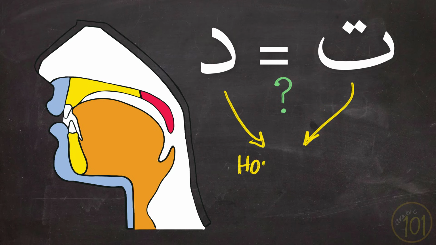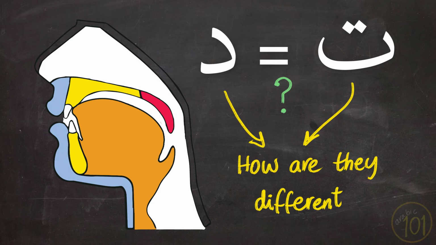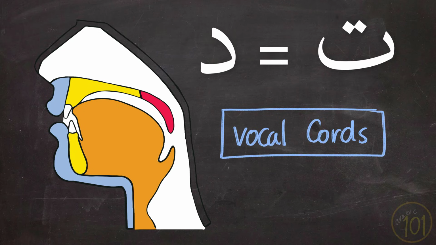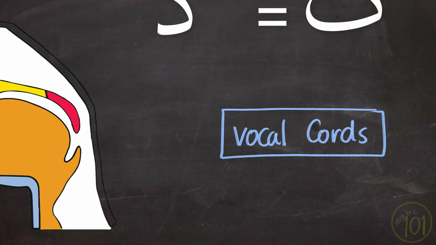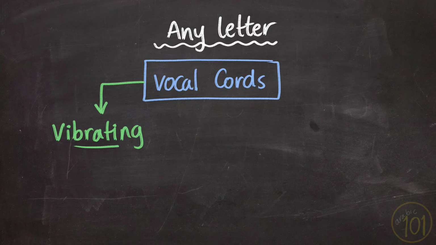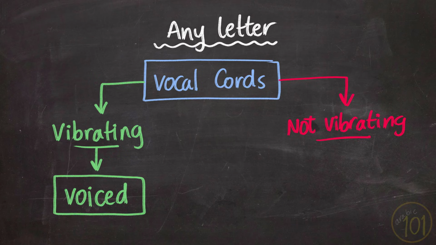But how is it possible that these 2 letters produce 2 different sounds then? Well, there is one major difference, and it is the function of the vocal cords. So let's understand that even better. When pronouncing any letter, the vocal cords are either vibrating or they are not vibrating. If they are vibrating, then the sound will be called voiced. And if they're not vibrating, then the sound is called voiceless.